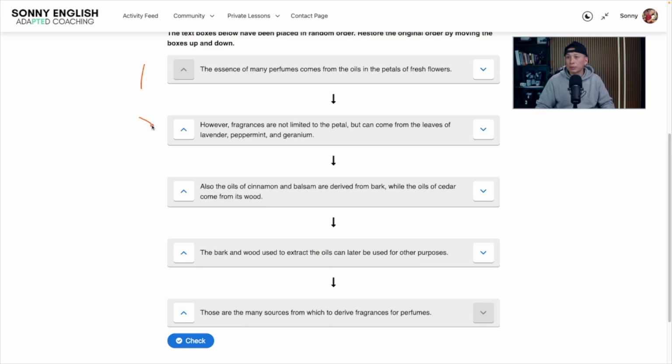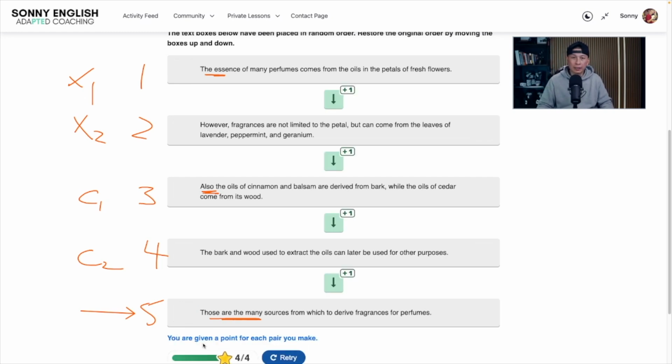So we know this is going to be 1, 2, and remember, this was C1, C2. We just put 3, 4. How did we get here? We knew that also couldn't be number 1. So that's why, remember, this was X1, X2. This is C1, C2. We had our pairs separated this way and this one because they said those are all the sources. We ended up with number 5. So 1, 2, 3, 4, 5. And that's how I got the order.